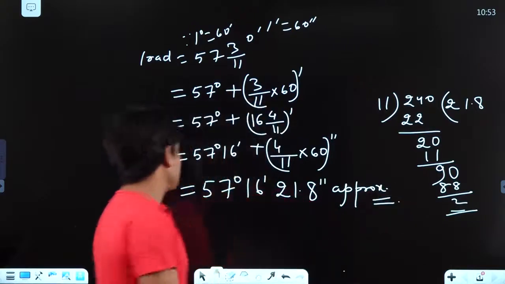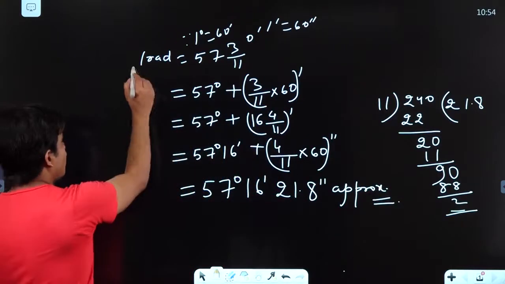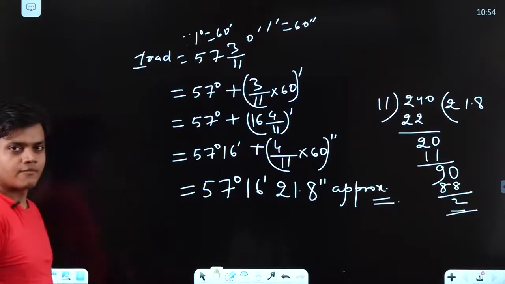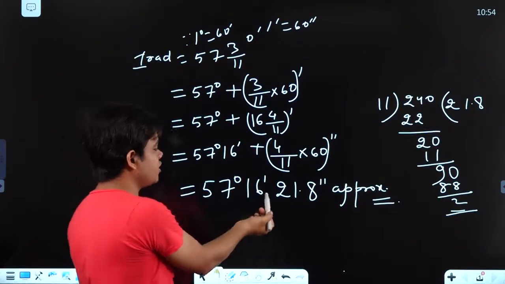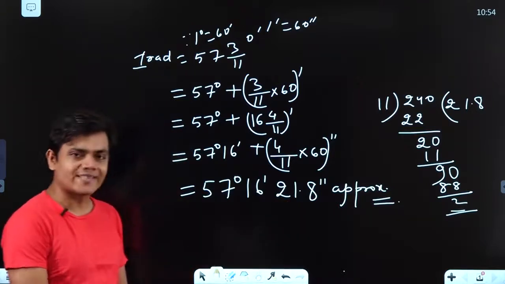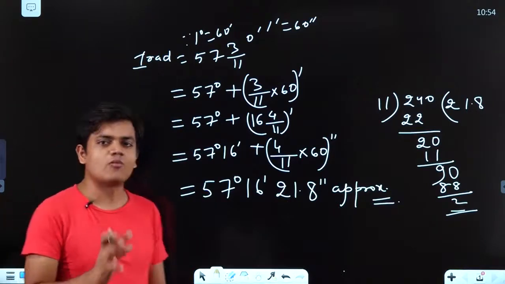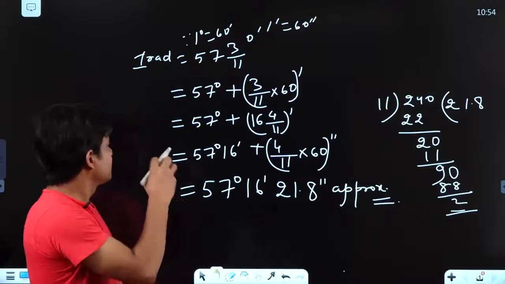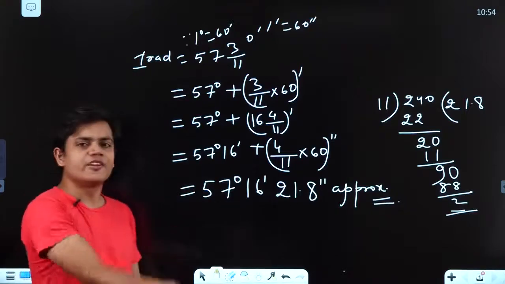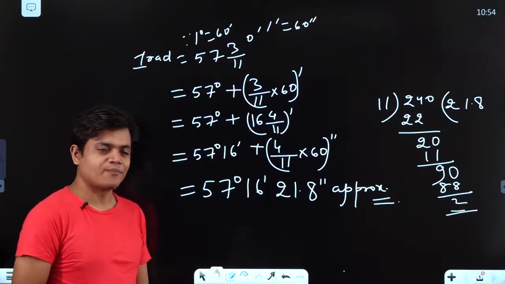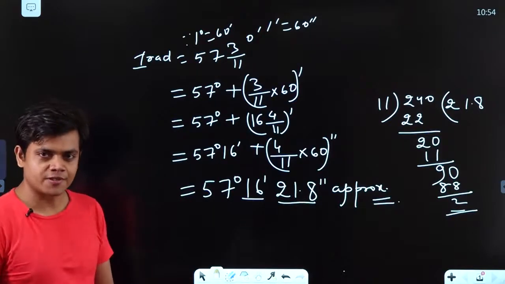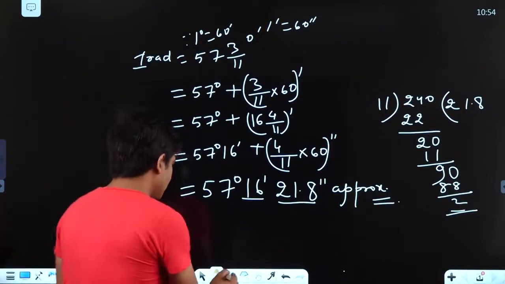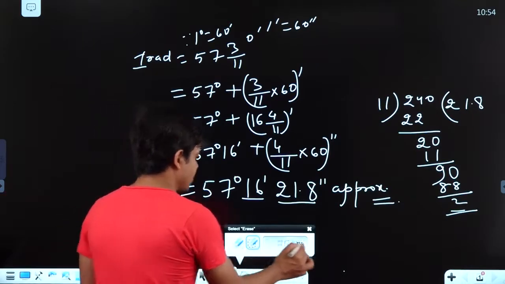All right, so this is the formula for 1 radian. Means 1 radian is equals to 57 degree, 16 minute, and 21.8 seconds. And this is the way to change the radian into degree, in terms of minute, in terms of seconds, and things related to it. All right, so now let's move to the next question as well.